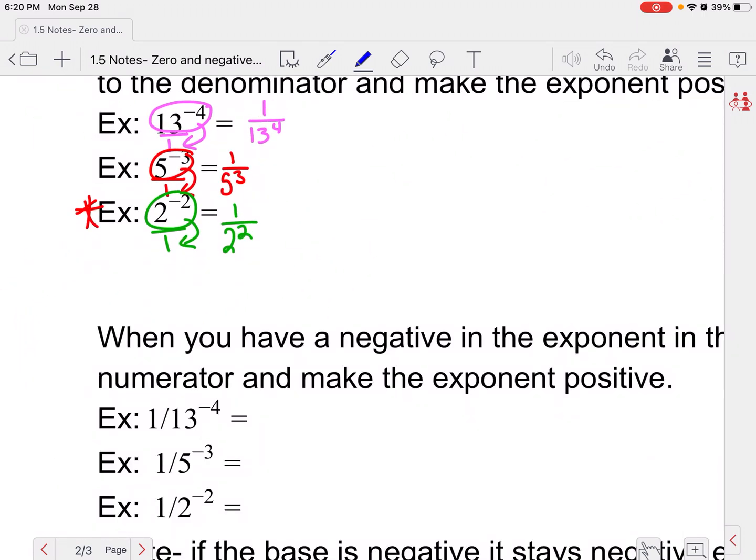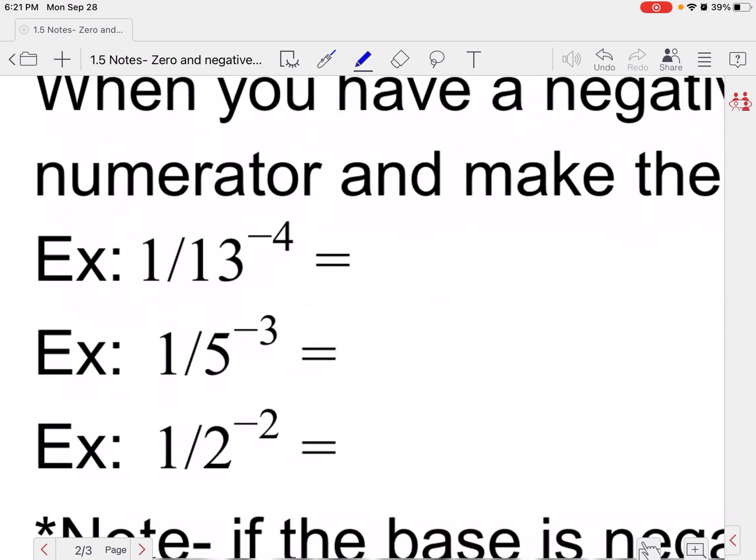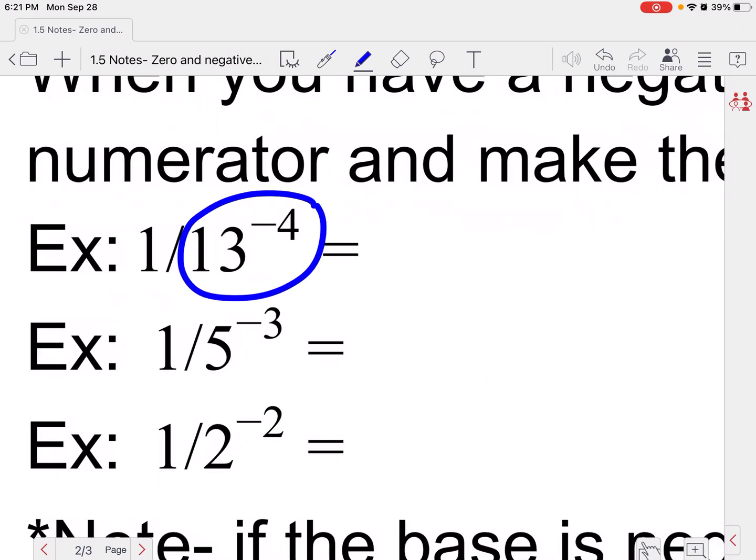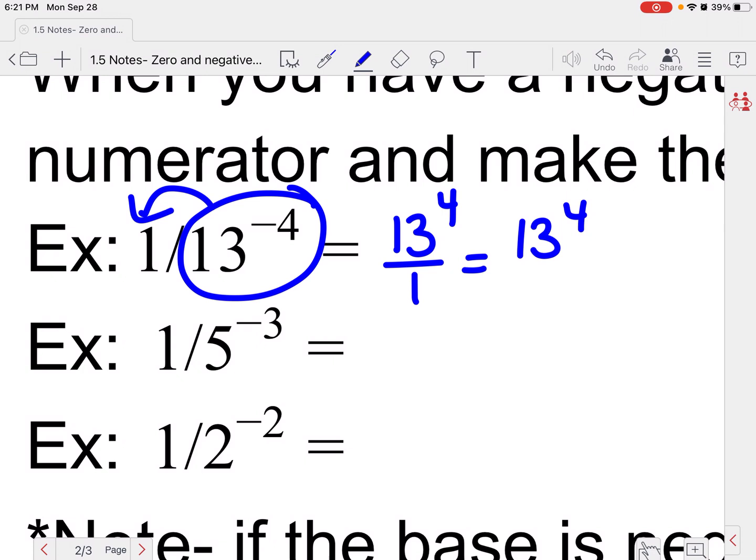Okay? Now let's practice if it's in the denominator. Because this is in the denominator and it's negative, again, I don't want my final answer to have negative exponents. I'm going to go ahead and move it to the numerator. Now I could write it as 13 to the 4th, or 13 to the 4th over 1. Either is the same, okay? That doesn't matter which way we write it. But because it was in the denominator, we move it to the numerator.